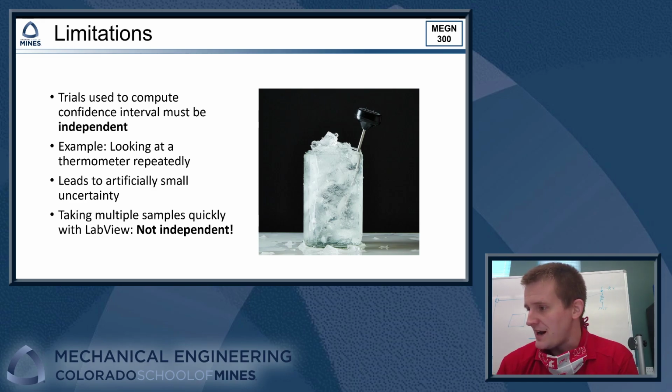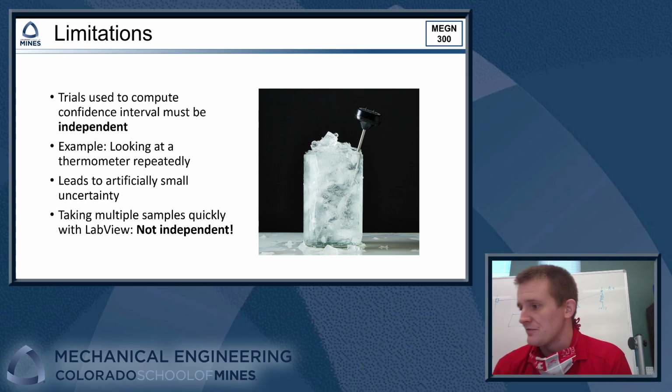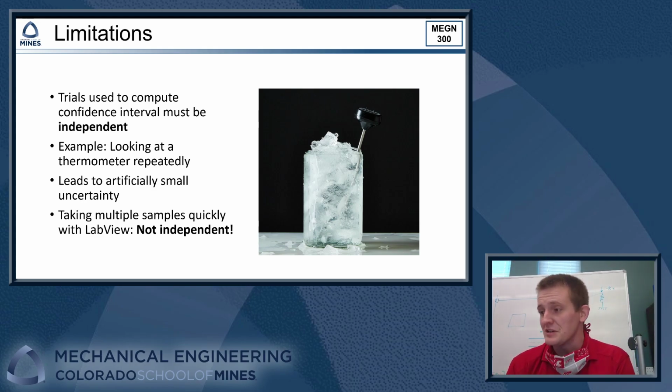You didn't give it enough time or enough opportunities for the uncertainty that would be realistic when you're actually using the thermometer to come into the measurement here. So that was going to lead to an artificially small uncertainty. Your confidence interval will be too tight, and then you're likely to find values outside of that confidence interval because your samples were not independent.